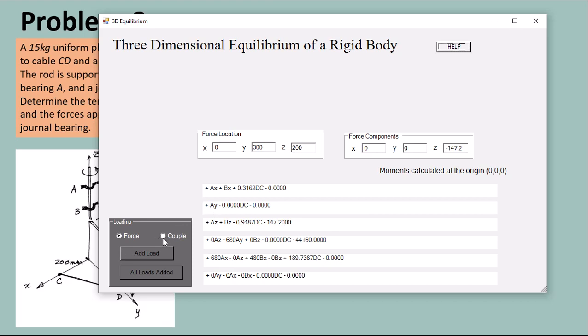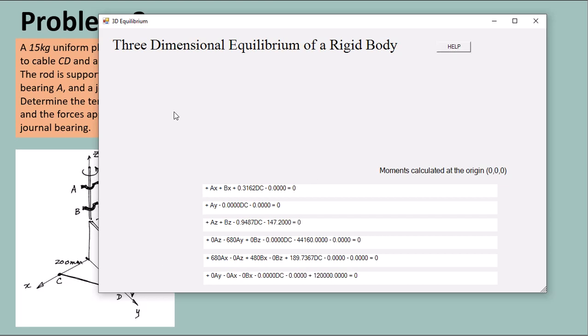Now we add the couple applied. The components are, remember, we have to change the units from Newton meters to Newton millimeters. So it becomes 120,000. The location of a couple is unimportant. We apply the moment and then we click on all loads added.